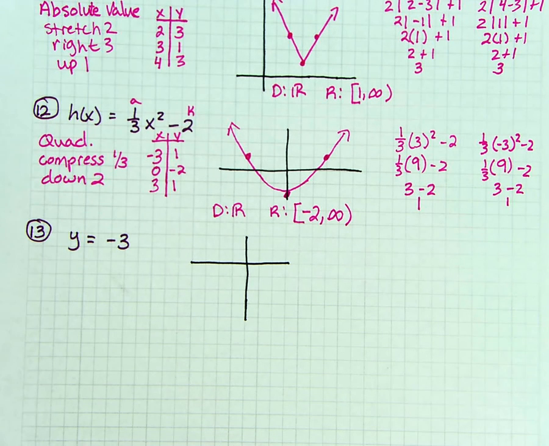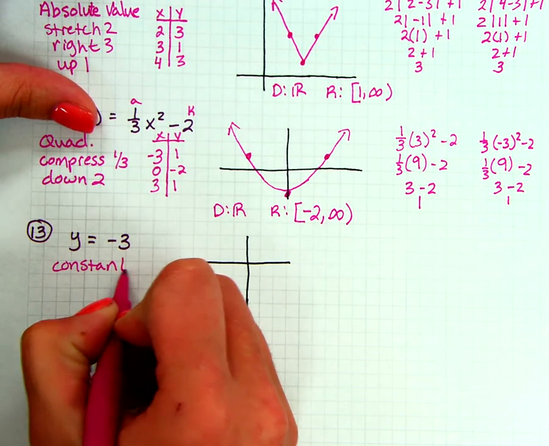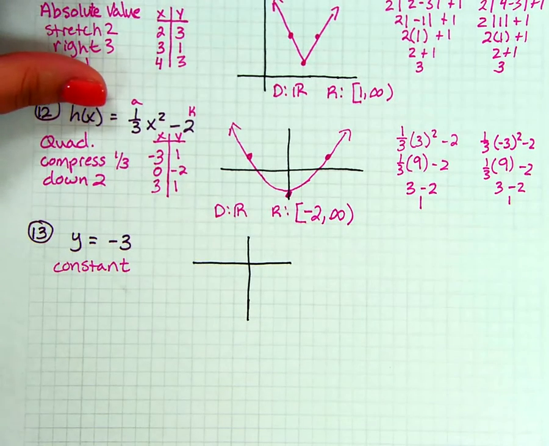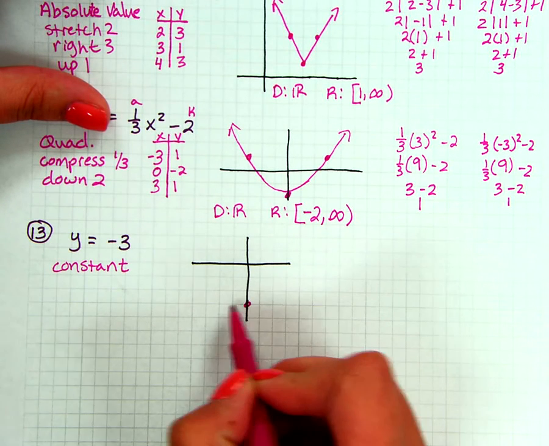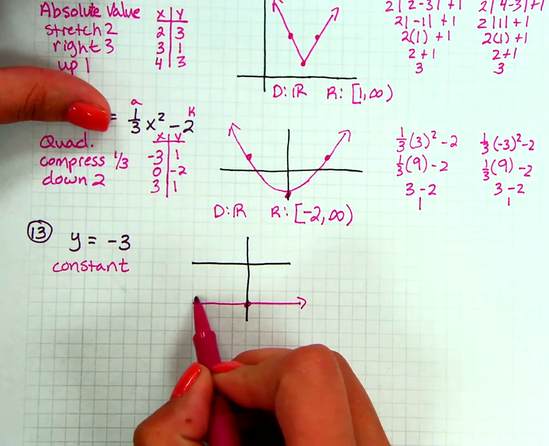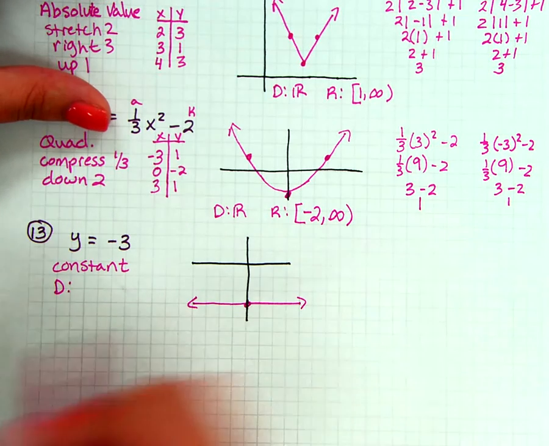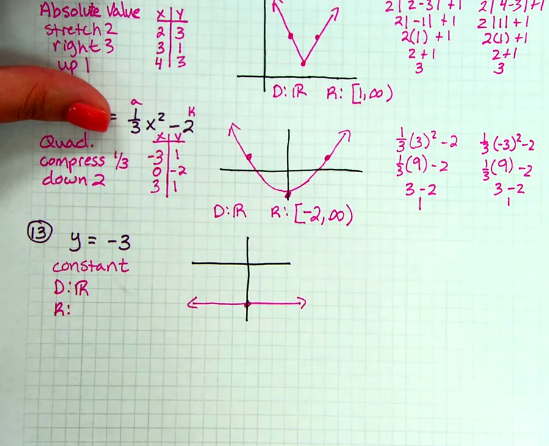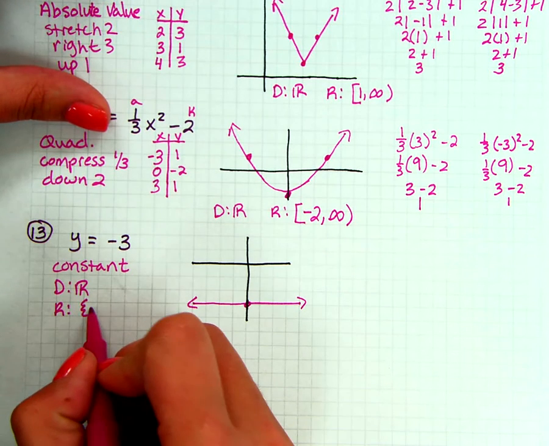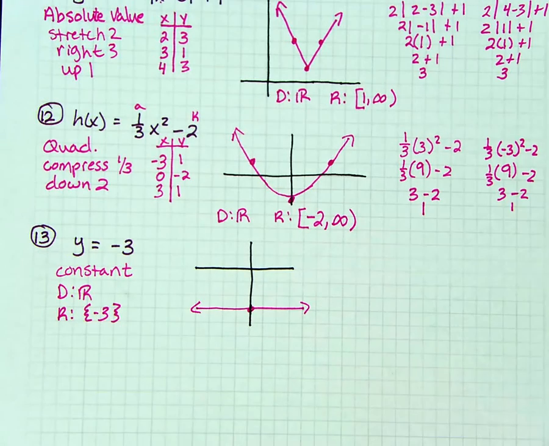All right, our next one that we are dealing with is a constant. So we don't have to worry about any transformations for this one, so we're just going to graph it. So we're going to go down to -3 on the y, and then we're going to make a horizontal line. So the domain for this one is all real numbers, because it's going left and right forever. And our range, the only y value that we ever are going to have is -3. So we need curly brackets around that one.